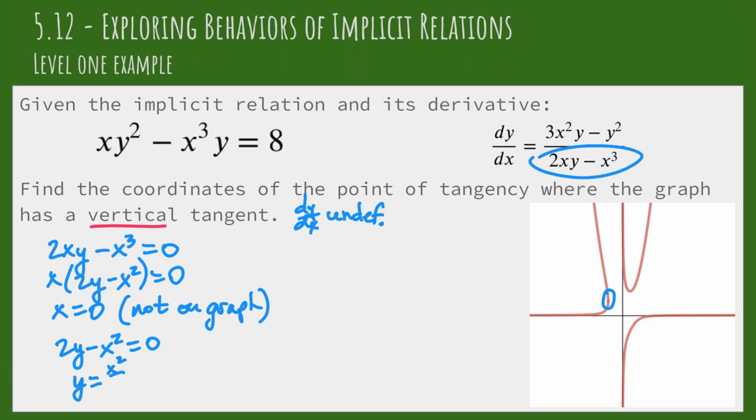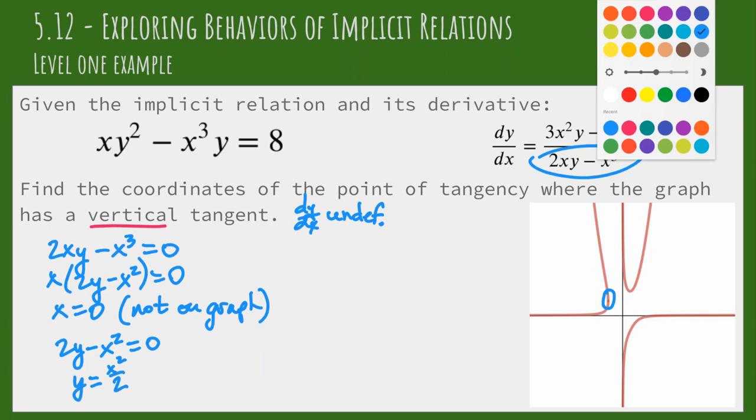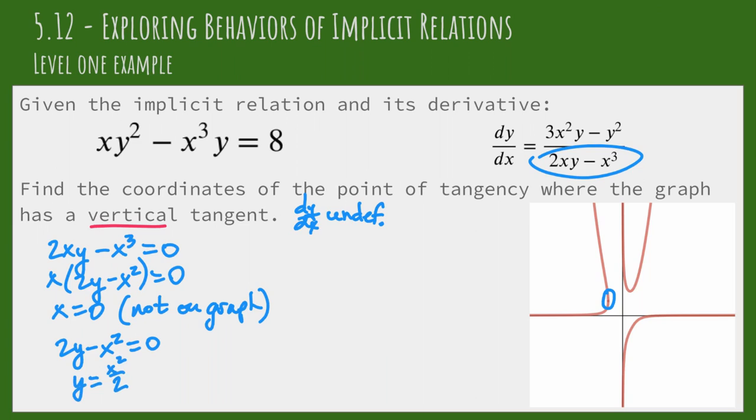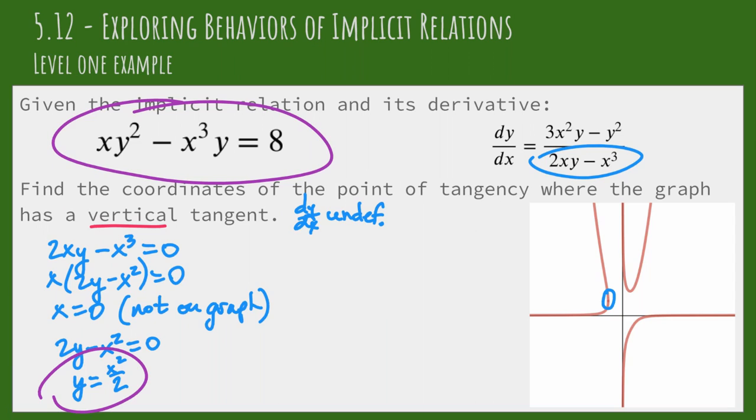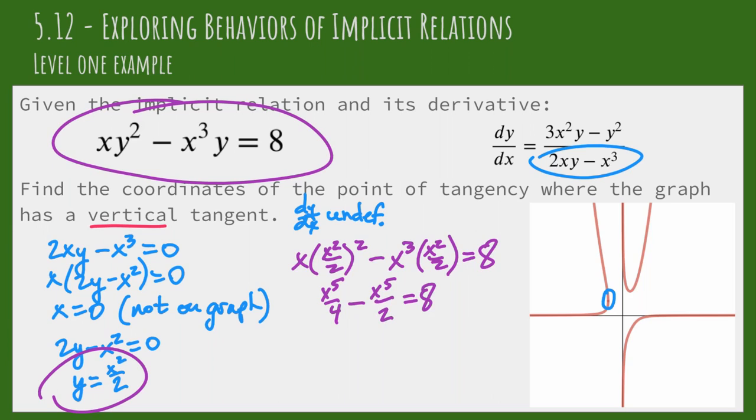So y equals x squared over 2. And just like I did with a horizontal tangent, the point that I'm looking for here is going to be a solution to this equation and this equation. So I'm going to plug the x squared over 2 in for y, and simplify. Get x to the 5th over 4 minus x to the 5th over 2 equals 8. I'm going to get rid of fractions by multiplying by 4.